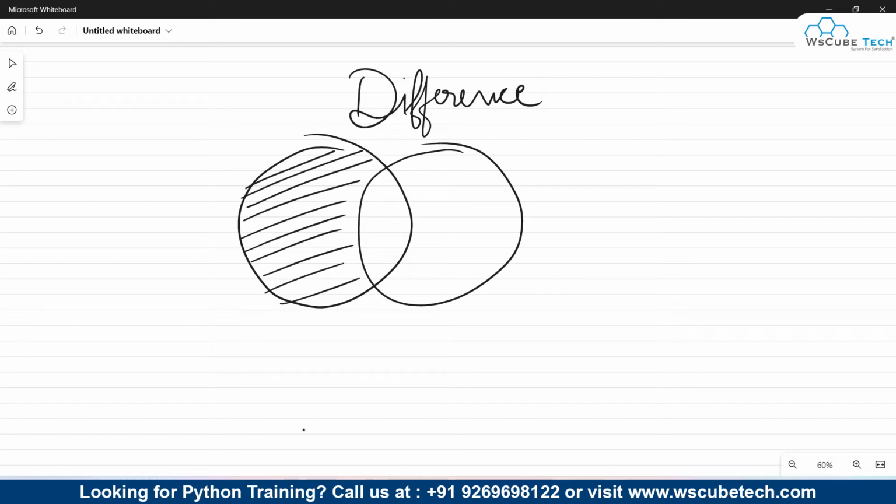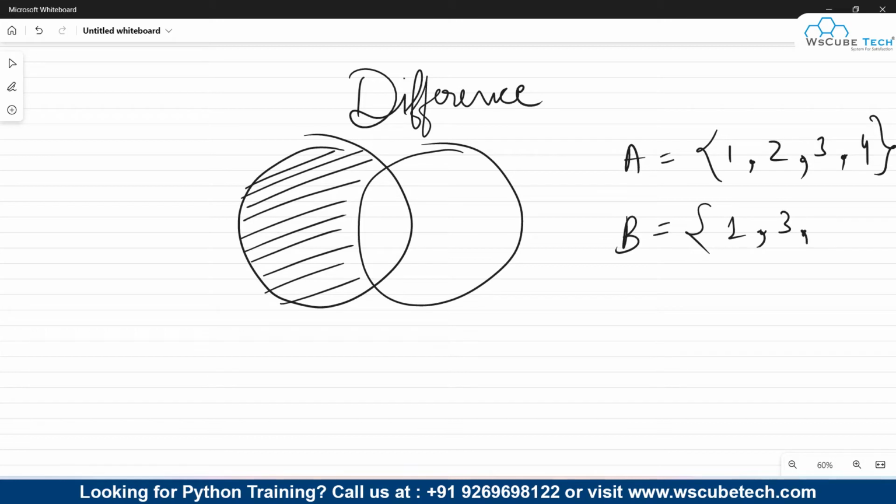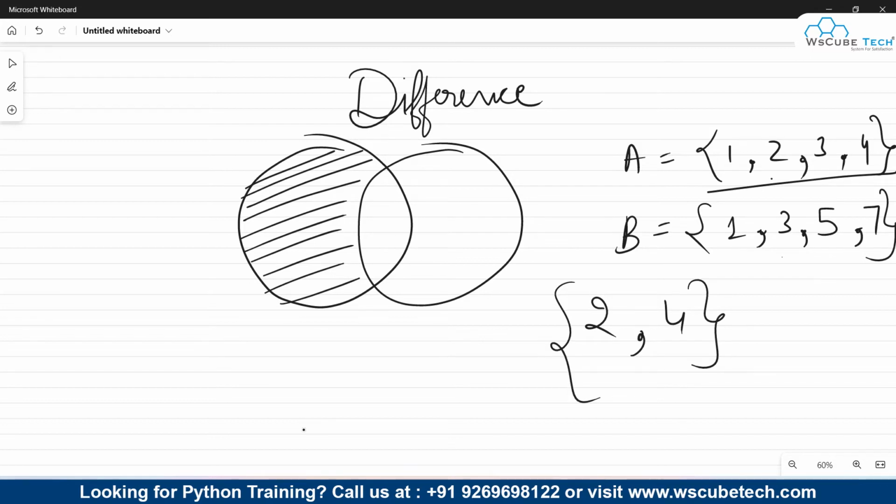So for example, if I have a set A which has values 1, 2, 3 and 4, and another set B which has values 1, 3, 5 and 7, then it would give us the elements which are there in A but not in B. So 1 is there in A, but it is also there in B, so 1 would not come. 2 is not there in B, so 2 comes. 3 is also there, so 3 will also not come. 4 comes. That means elements which are there in A but not in B, plus no elements of B will come. So only the elements which are there in A but not in B will come over here after the difference.